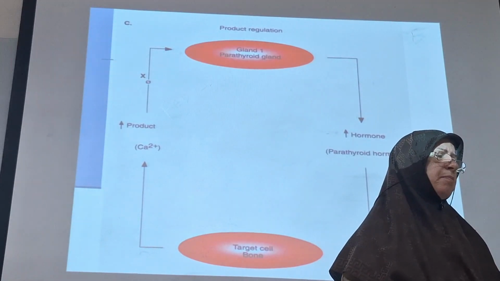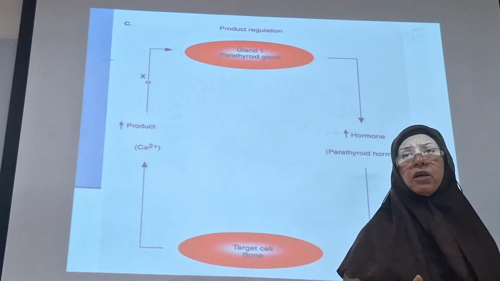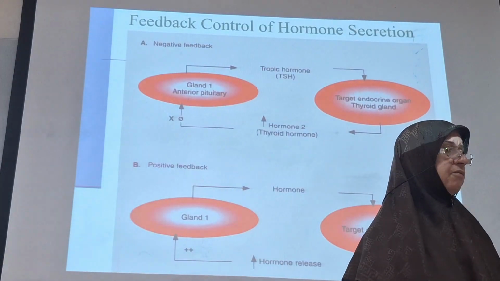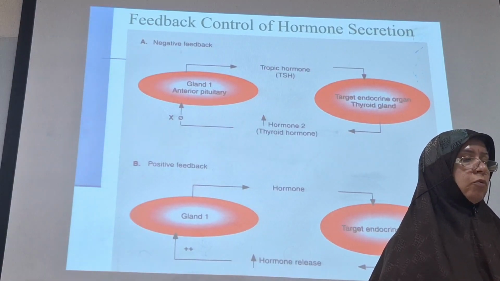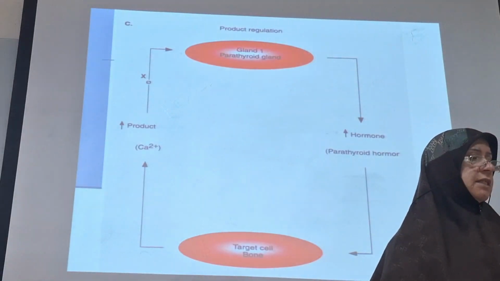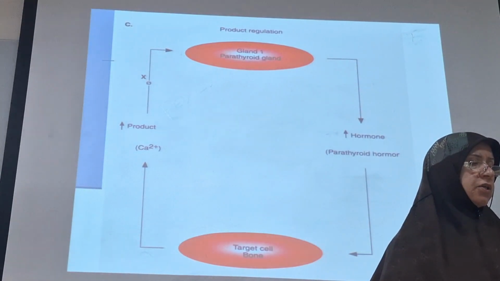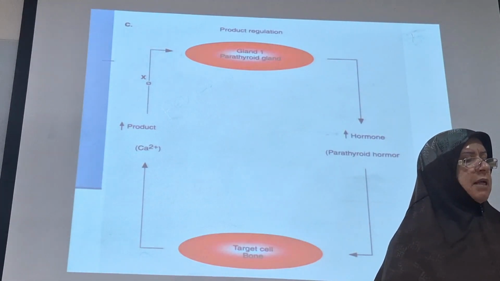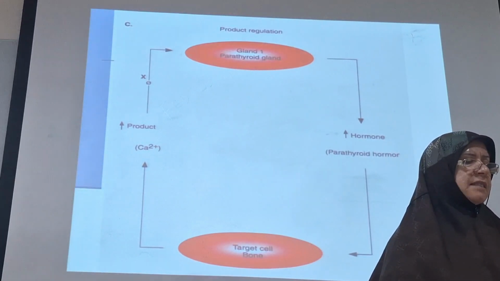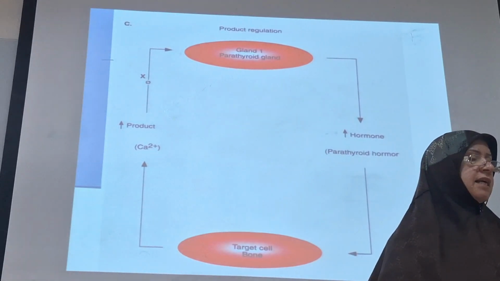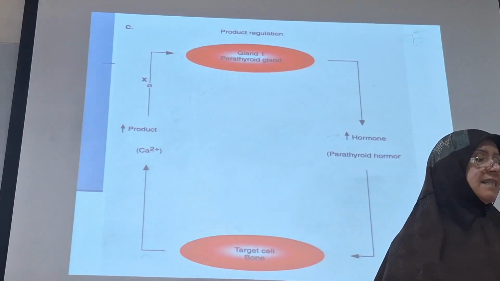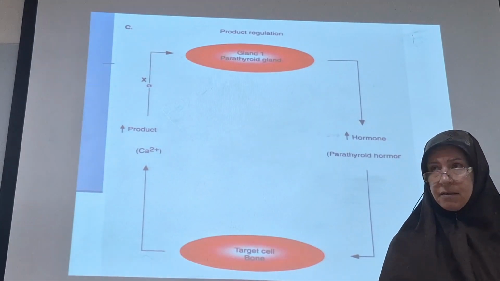Negative feedback can also be caused by a product. In previous slides, we had hormones with negative feedback, but here you see a product. For example, calcium. PTH, parathyroid hormone, has an effect on bone and increases calcium level. Calcium as a product has negative feedback. Okay?